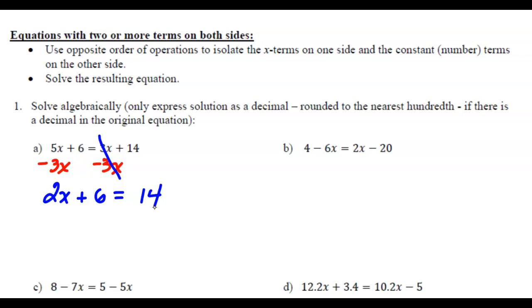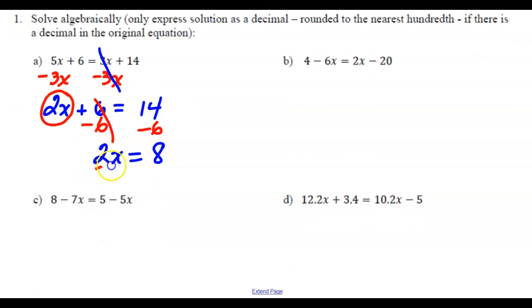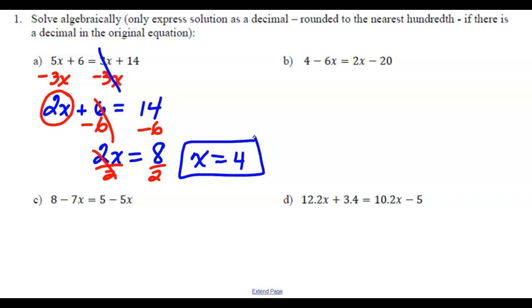Don't try to do all the work on the side on your own, step by step. So one step for dealing with the x's. Now the other step to get x by itself is dealing with the constant terms. So I'm going to subtract 6. So 2x equals 8. Now it's the same answer as the last one, right? We're going to divide by 2. So x equals 4. Right. Any questions on that?